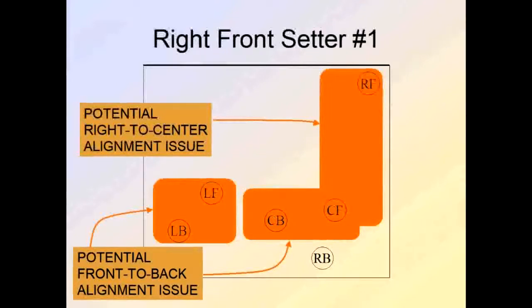And as you can see, the four primary passers will be the left back, left front, center back, center front, with the right back player being hidden in this serve receive.